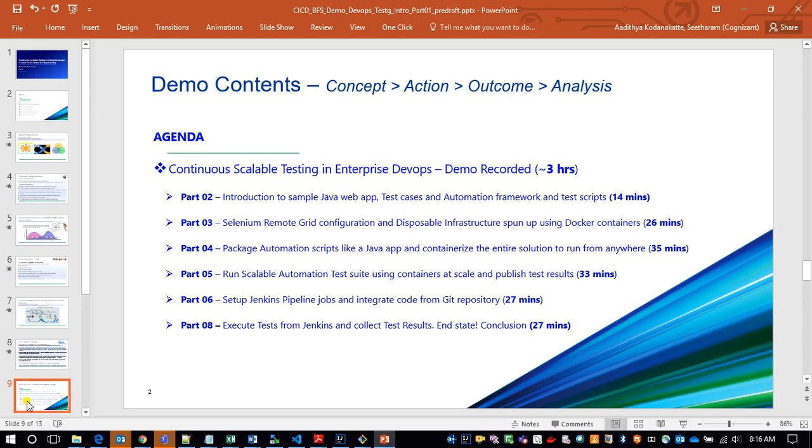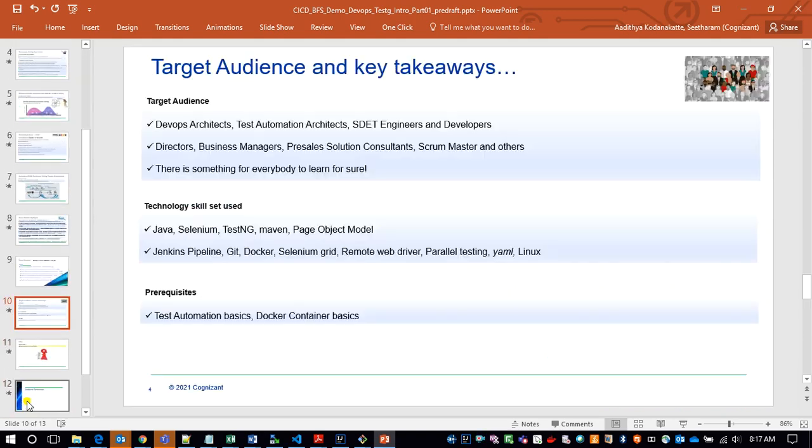Okay, and then set up Jenkins pipeline jobs that you will see in part six, and integrate code with a Git repository. So put all your code in Git and then set up a continuous delivery pipeline Jenkins job. And part eight is basically executing tests from Jenkins. There's no part seven. Execute tests from Jenkins and collect test results. So that's the end state, and we will conclude by summarizing all the aspects that we saw in this demo series, and how to implement this solution step by step. So that's the end of it.